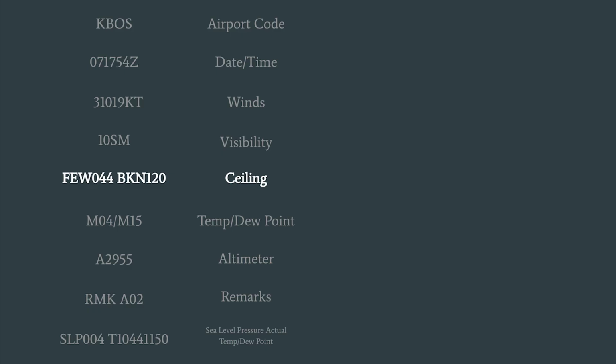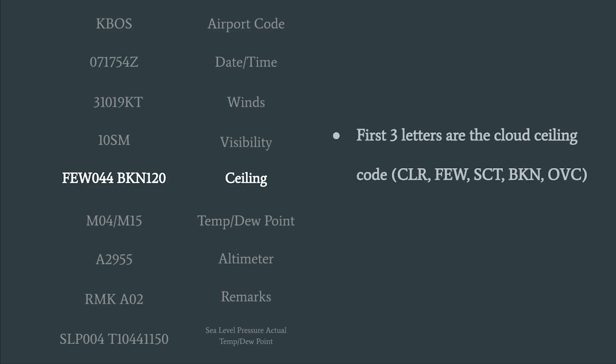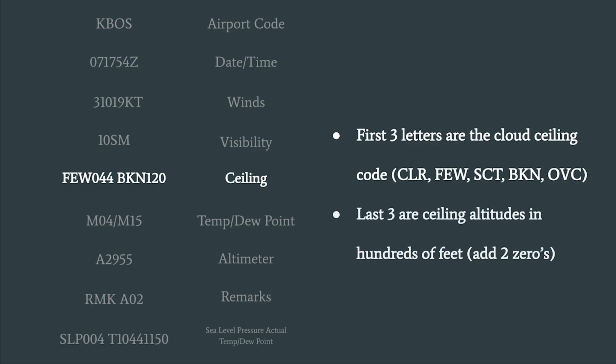The next piece of information are our ceilings. So you should remember these from the weather portion. There are different codes that tell us different levels of ceiling coverage: clear, few, scattered, broken, or overcast. And then the three numbers tell us the ceiling in altitude in hundreds of feet. So an easy way to figure this out is just add two zeros onto the number.